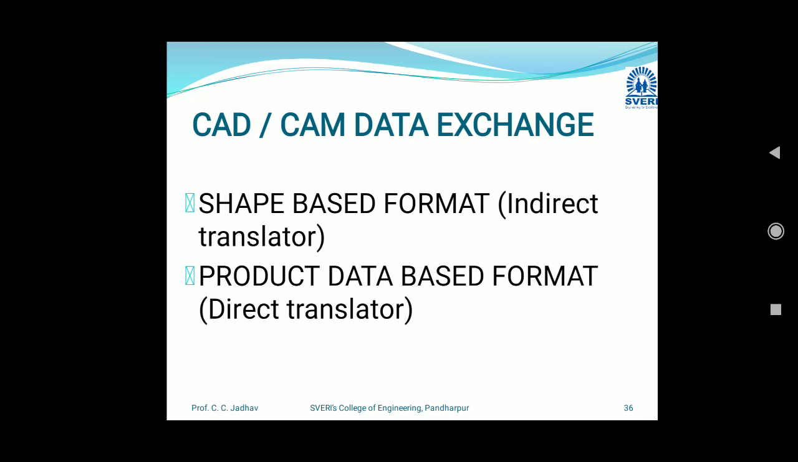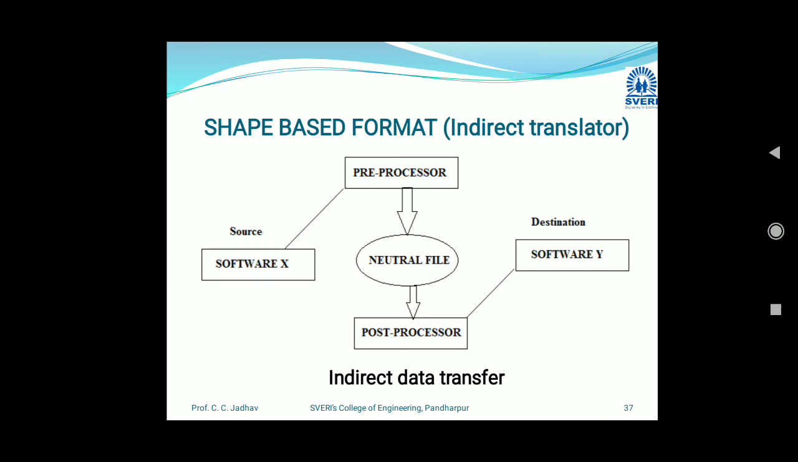A number of software packages are available for CAD/CAM applications. However, all CAD software does not necessarily support the CAM software. So if CAD/CAM are to be integrated, there must be a method of exchanging data from one software to another software. So there is one method for data exchanging from one system to the second system. There are two types, indirect and direct, that is shape based or product based. We will start from the first, shape based format, that is the indirect translator.